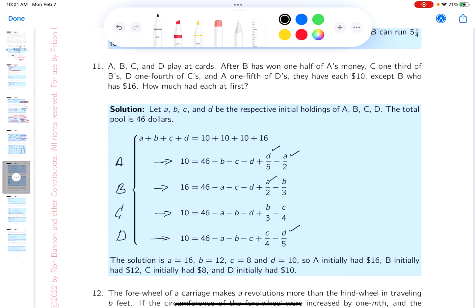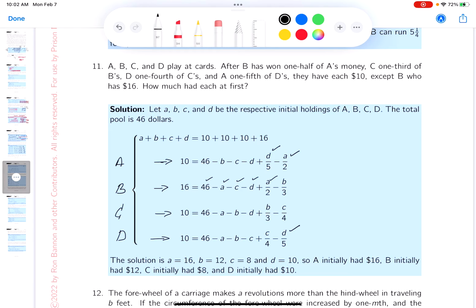All right, I have to keep reading it, and I'm going to go to B now. I know there's $46 at the table, but I take the initial holdings away. So I'm taking away A's, C's, and D's initial holding. And what do they say about B? They say B has won one half of A's money. I've already got that written down. I have to check that off.